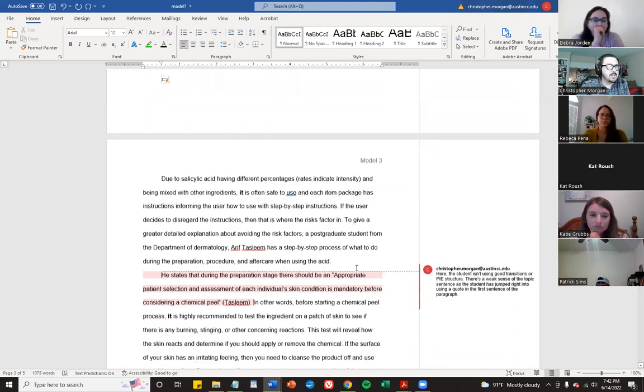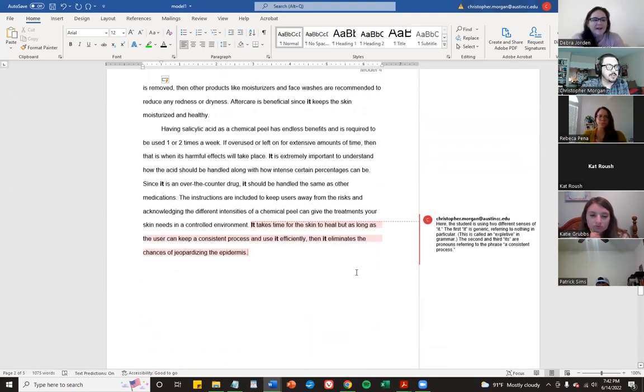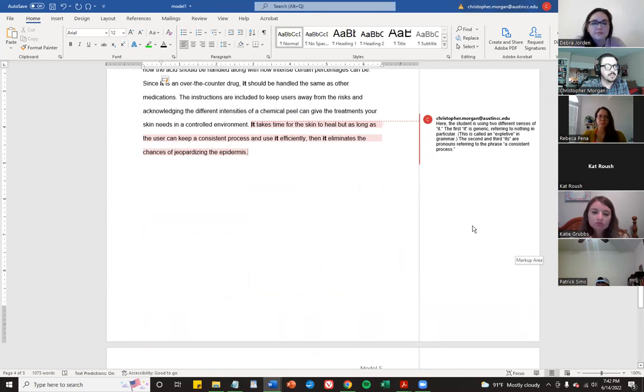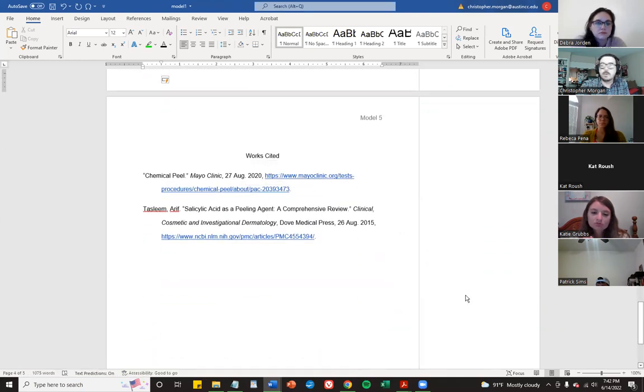But one thing I want to show you is what the student does with their works cited page, which comes after the end of your document, on the following page. You can see this student had two sources in their essay. One was the Mayo Clinic. They used the page Chemical Peel. This was when it was published.